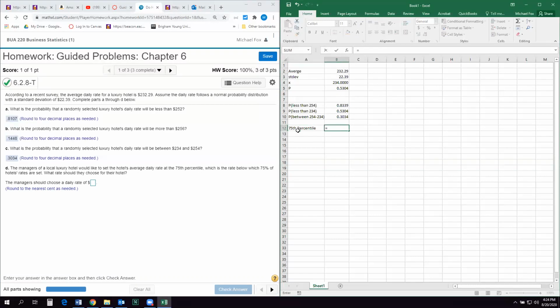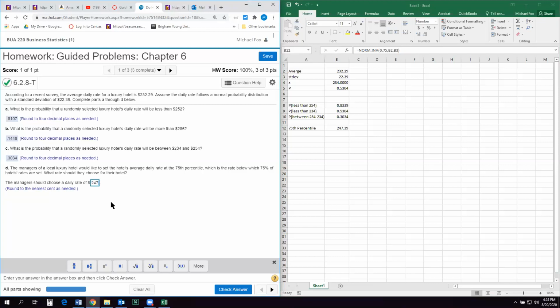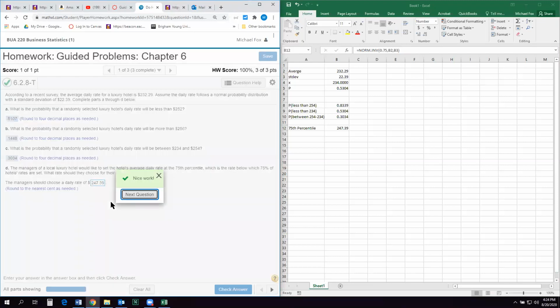There's a function called norm.inv, for inverse. For that one, we just put our probability, which is the probability they're asking for here, 0.75 for the 75th percentile, the mean, and the standard deviation. And that will return the number we need. It wants us to round to the nearest cent, so 247.39. There we go, so there's the first problem. Let's take a look at the second problem.